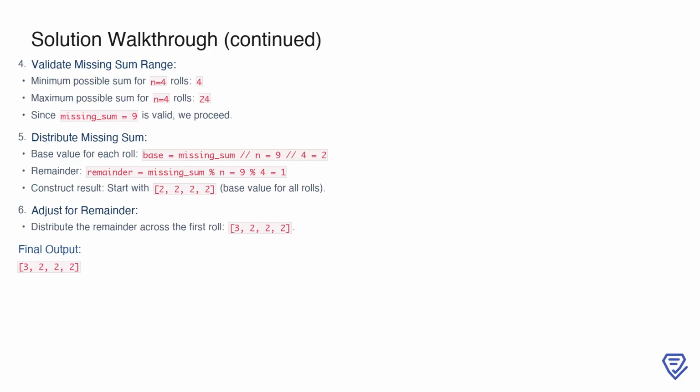Here, we check the range for the missing sum. The smallest possible sum for 4 roles is 4, and the largest is 24. Since the missing sum of 9 falls within this range, we proceed to distribute it.